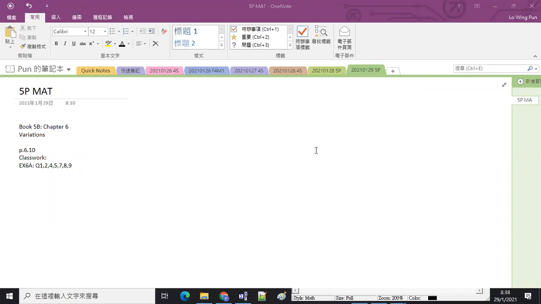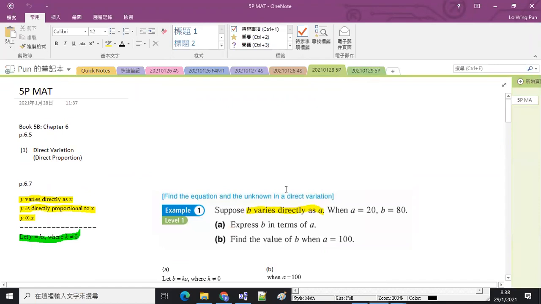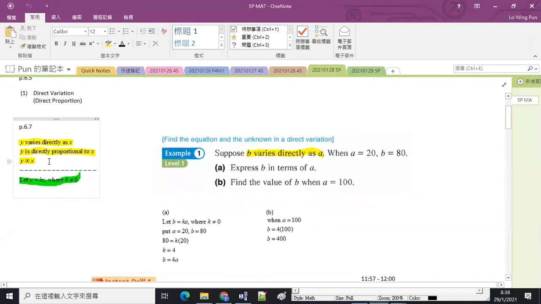And then in the next section, we are going to learn something which is the mixture of direct variation and inverse variations. Yesterday we learned and did some exercises on the direct variation. Let me find what we learned yesterday. Direct variation is actually the question will be like this.